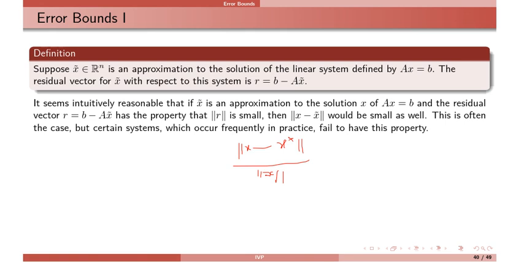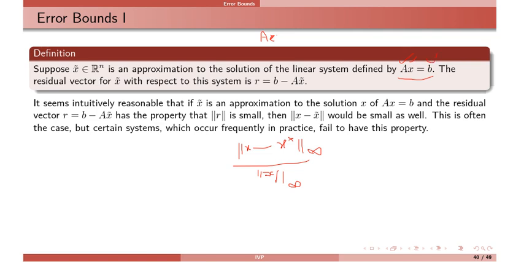Since x is a vector, you cannot divide a vector by a vector, therefore you have to take some norm. So formally I start with the linear system Ax equal to B, where A is the coefficient matrix, x is the true or exact solution of the system, and B is the right hand side column vector.